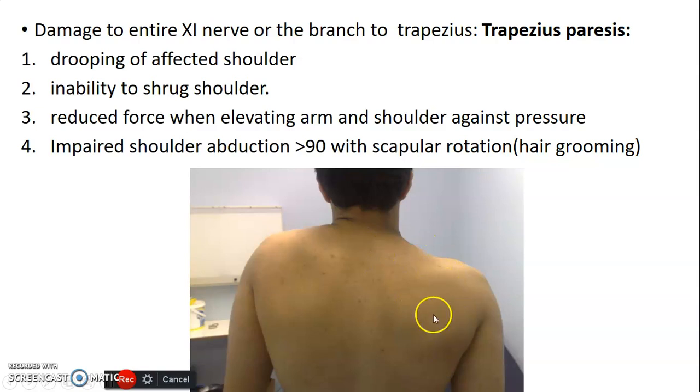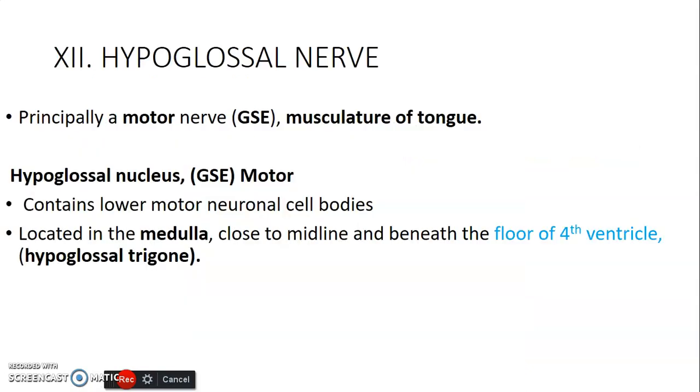So this accessory or trapezius is not able to work: inability to shrug the shoulder and abduct more than 90. Okay. When we go to the last cranial nerve, the hypoglossal nerve, it's principally motor, so it contains general somatic efferent fibers, innervating muscles of the tongue. So the hypoglossal nucleus is the nucleus of this hypoglossal nerve. So it's a motor nucleus of the hypoglossal nerve.